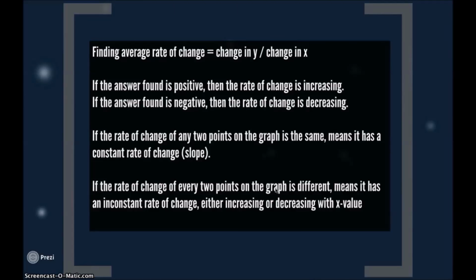If the answer found is positive, then the rate of change is increasing. If the answer found is negative, then the rate of change is decreasing. If the rate of change of any 2 points on the graph is the same, it means it has a constant rate of change. In other words, it is directly proportional. If the rate of change of every 2 points on the graph is different, it means it has an inconstant rate of change, either increasing or decreasing with x value.